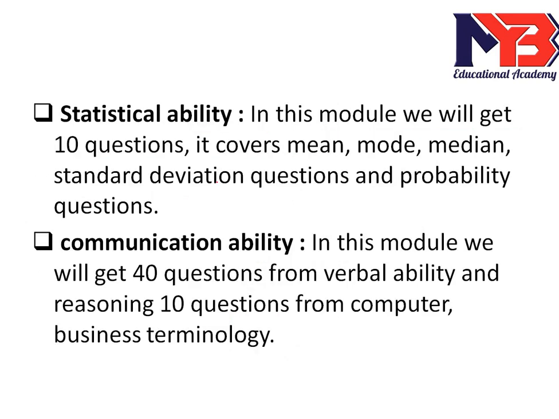And coming to the statistical ability module. Statistical ability under mathematical ability will have 10 questions, where you are going to get questions on probability, and questions on mean, mode, median, range, and standard deviation. So mean, mode, median, range covers 5 questions, probability covers 5 questions. All together statistical ability is going to cover 10 questions. These 10 questions are going to be very easy. You need to know the formula for mean or mode or median and standard deviation. Then you can comfortably solve the questions under statistical ability.